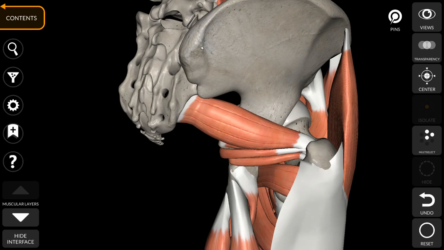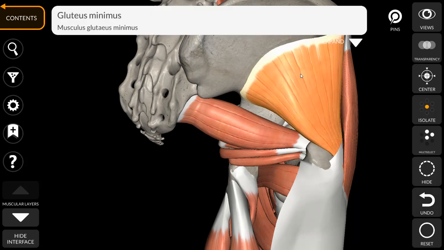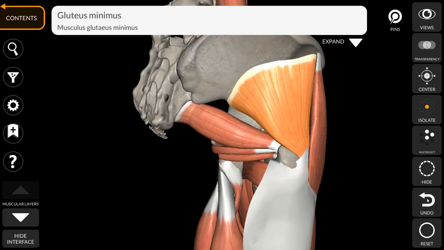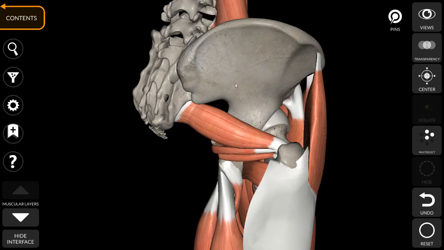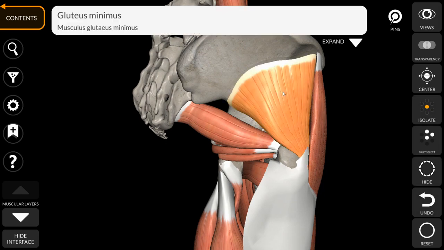So this is the posterior gluteal line, this is the anterior gluteal line, and this is the inferior gluteal line. So back to your muscle, class. This muscle we call the gluteus minimus. Please remember, the gluteus minimus originates in between the anterior gluteal line and the inferior gluteal line. So this is your gluteus minimus.